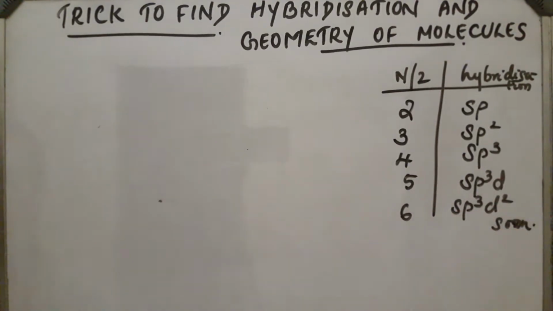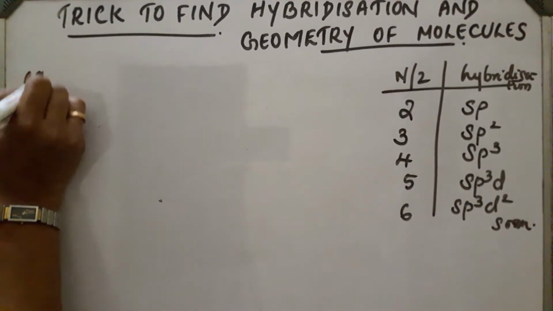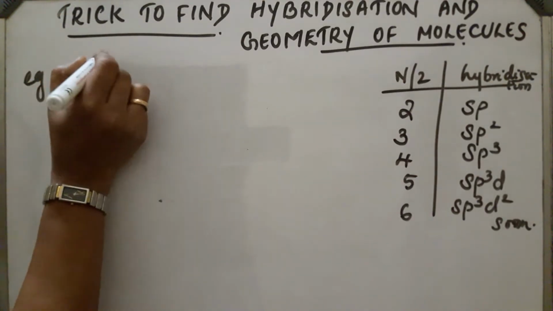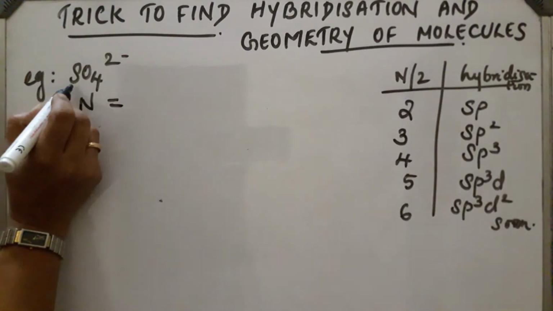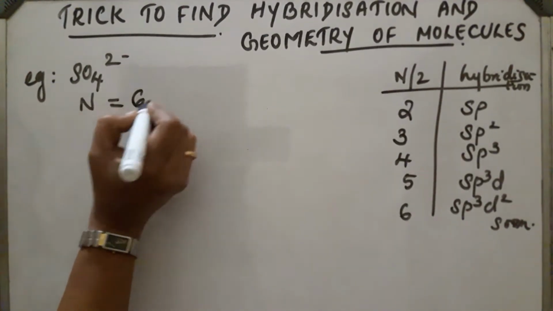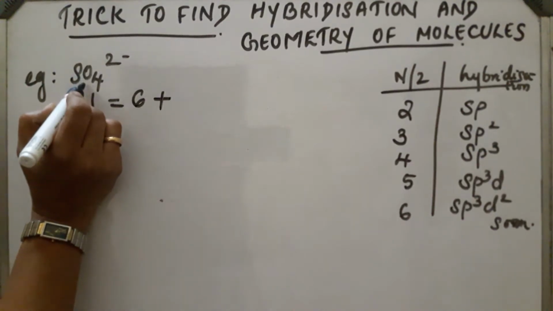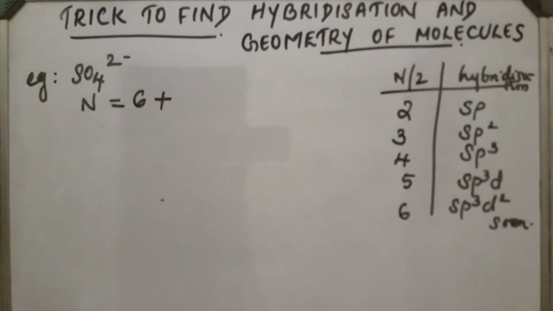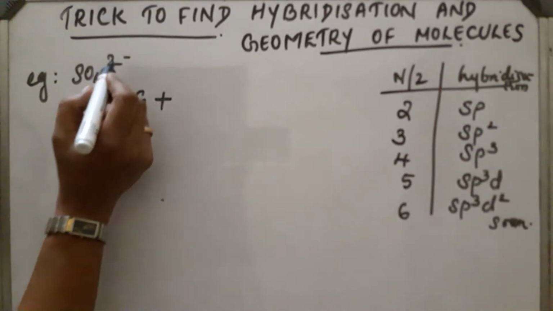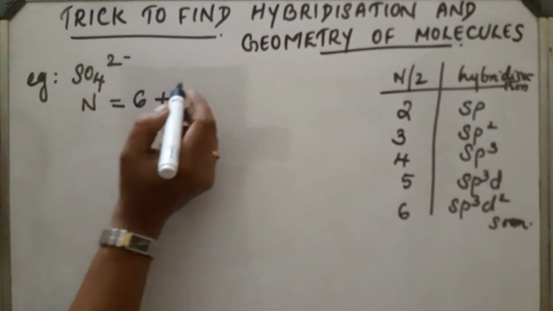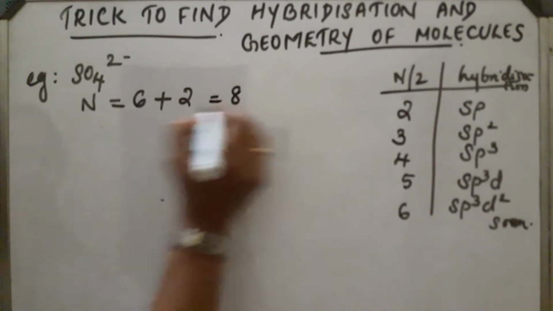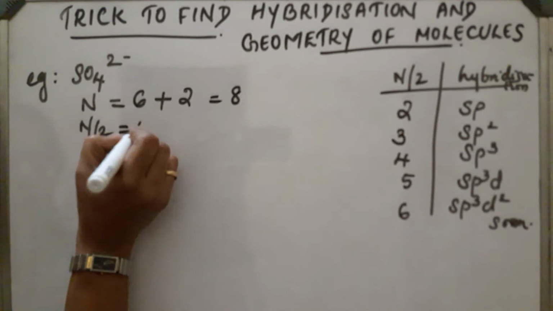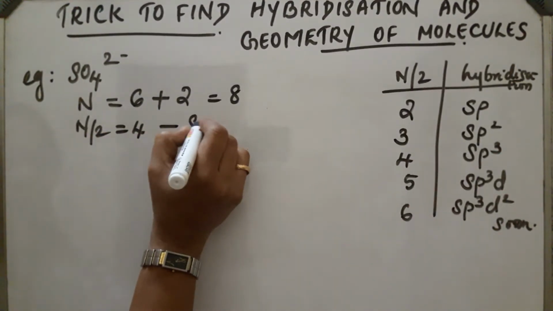Okay, now let us find the hybridization of some compounds. First example is SO4 2 minus. First we have to calculate n. Sulfur is the central atom here. It contains 6 valence electrons, plus what about oxygen? Oxygen is a divalent atom, so no need to take that. Next, it contains 2 minus charge, so we have to add 2. That is equal to 8. So n by 2 is equal to 4. So the hybridization is sp3.